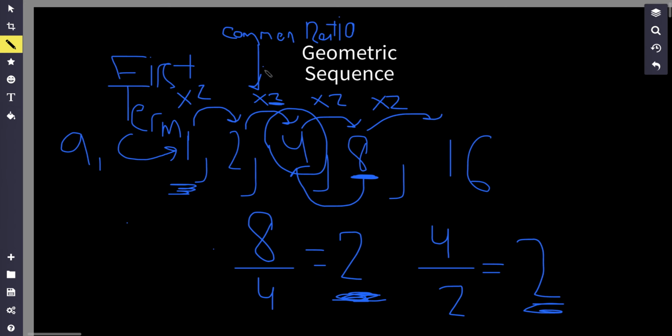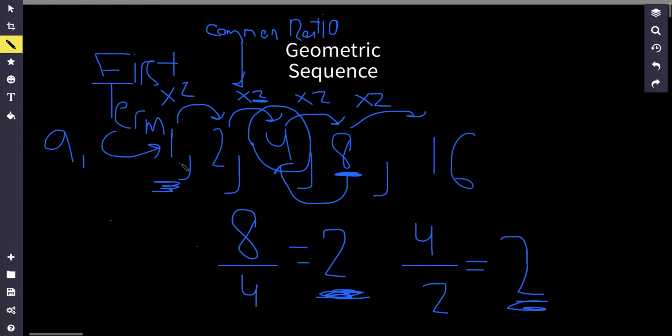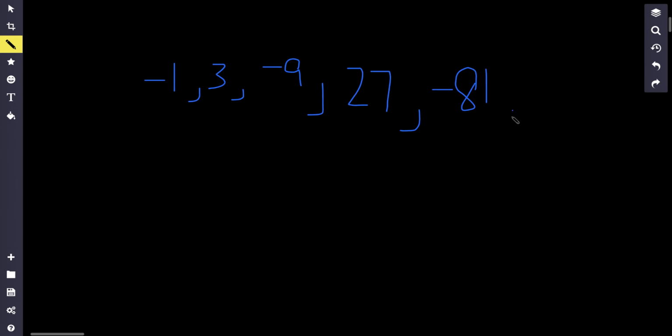This is why this 2 right over here is called the common ratio: if you take one random term and divide it by the term before it, you're going to get the common ratio. And this works for every term besides the first term, because there are no terms behind that. But this works for, let's say, this sequence right over here, where our first term is -1.